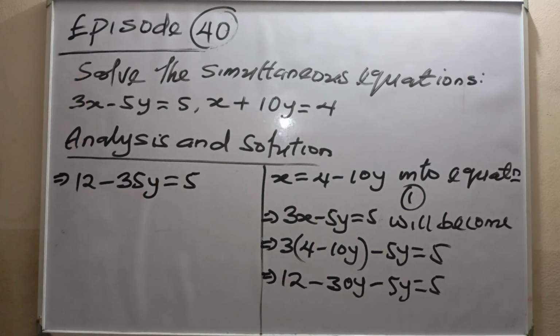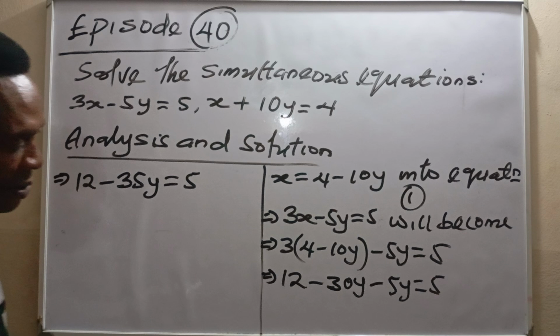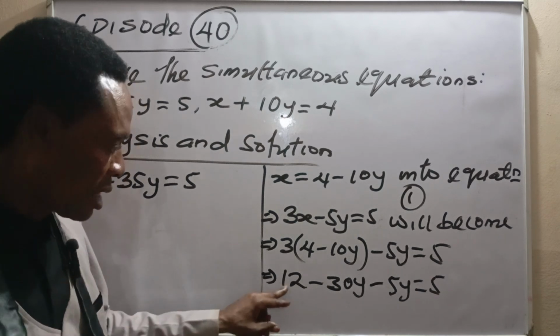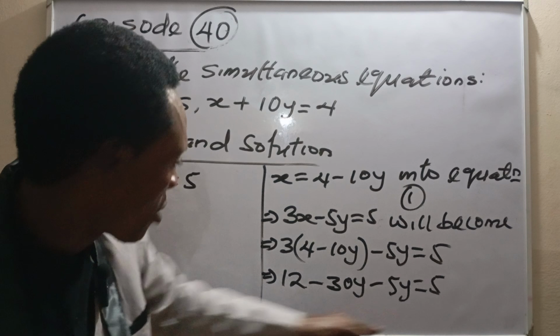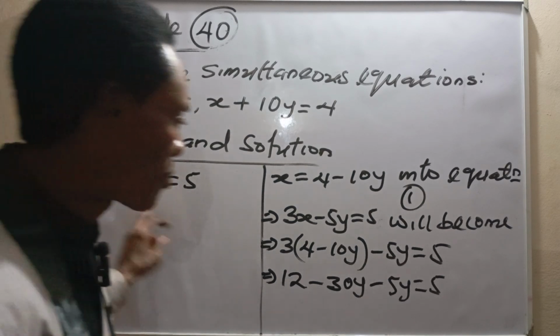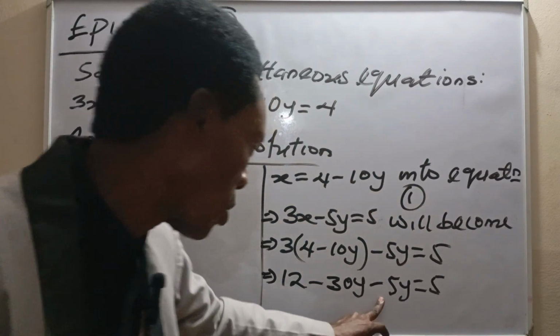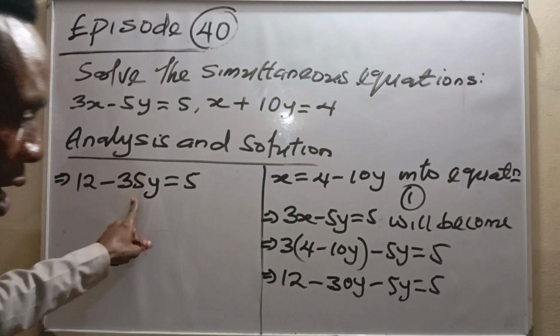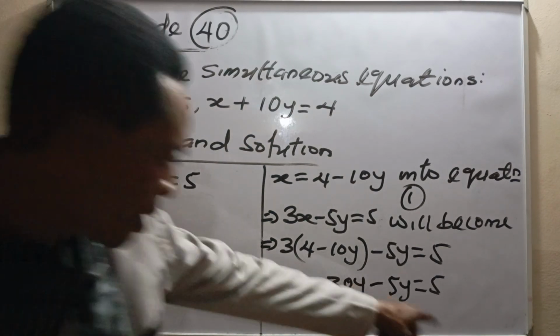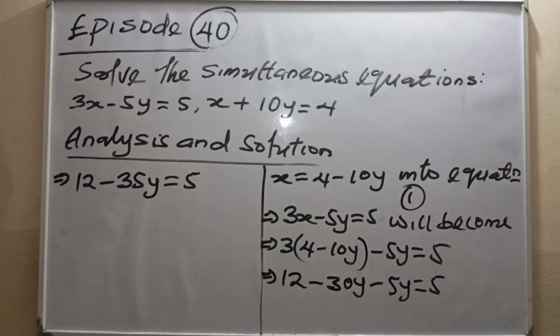Collection of like terms. What I have just done is this is 12, and minus 30y minus 5y will give me minus 35y, because you add them, but the result must be preceded by negative, equals 5.